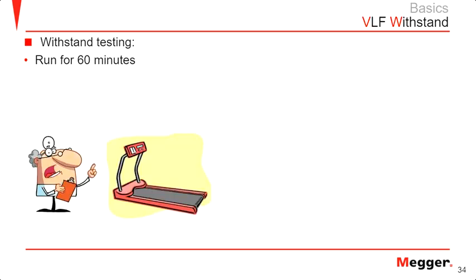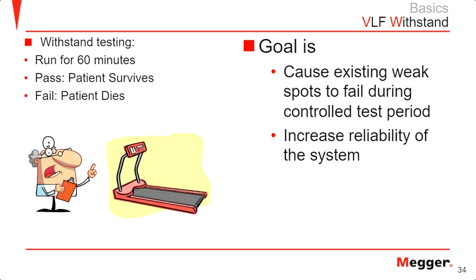So this is a good analogy that I like to give people to make sure they understand the difference between a VLF test and a VLF tan delta test. Let's say you go to the doctor's office, the doctor asks you to run on a treadmill. If you survive, you pass, or if you die, then it's a fail. So that's basically your VLF test, causing weak spots to fail during a controlled environment. But it's a very black and white test. Either it's a pass or a fail, right?